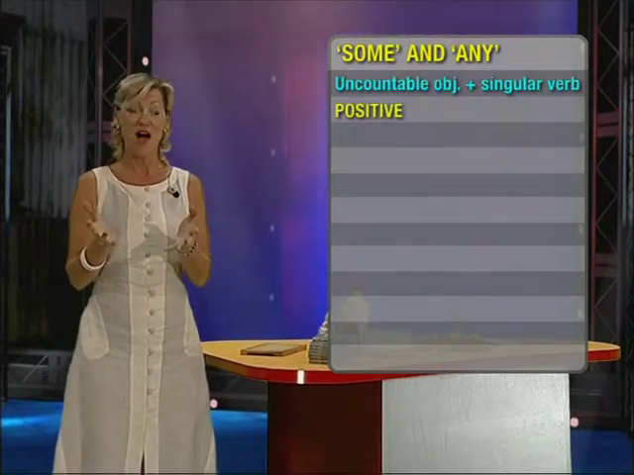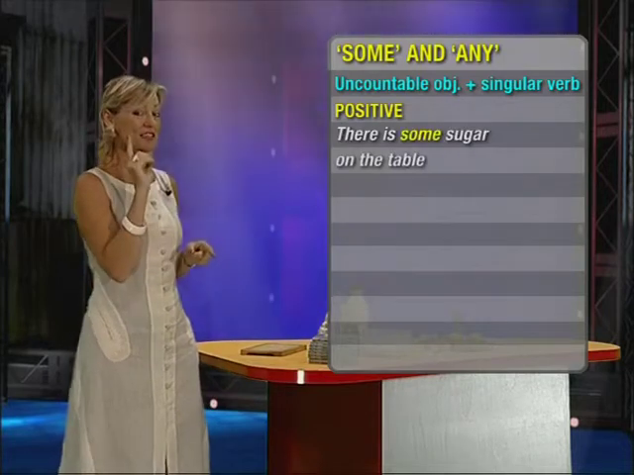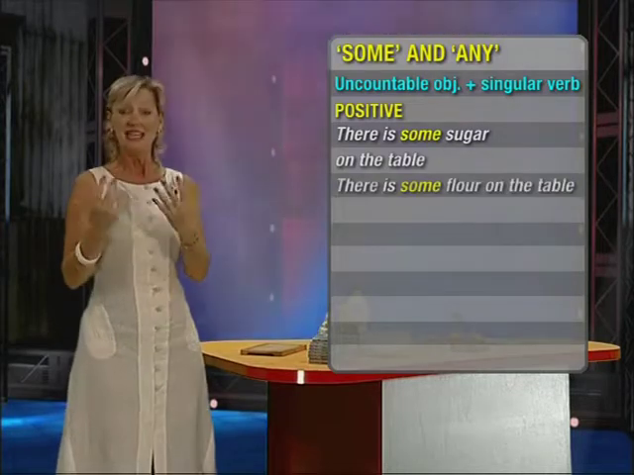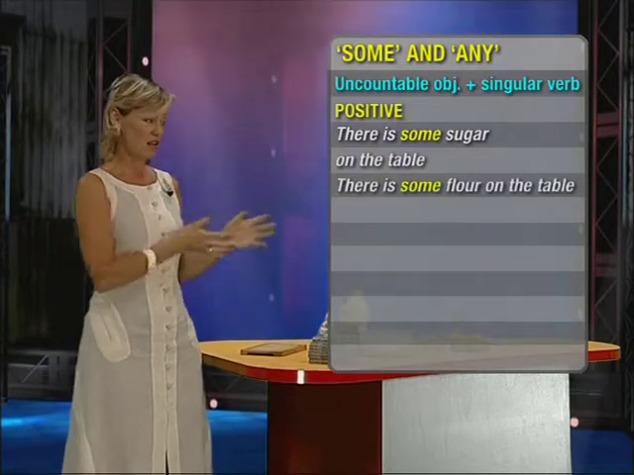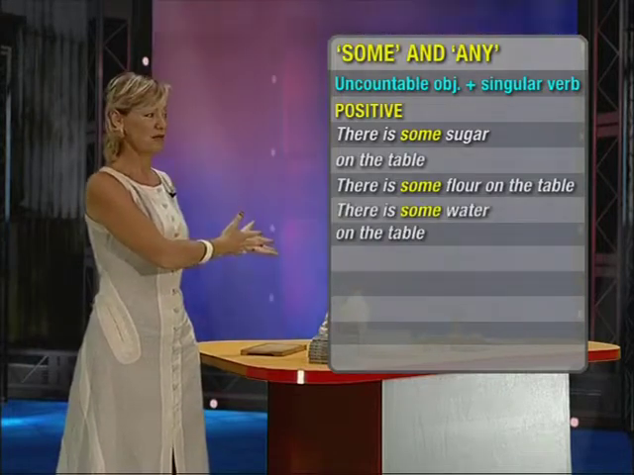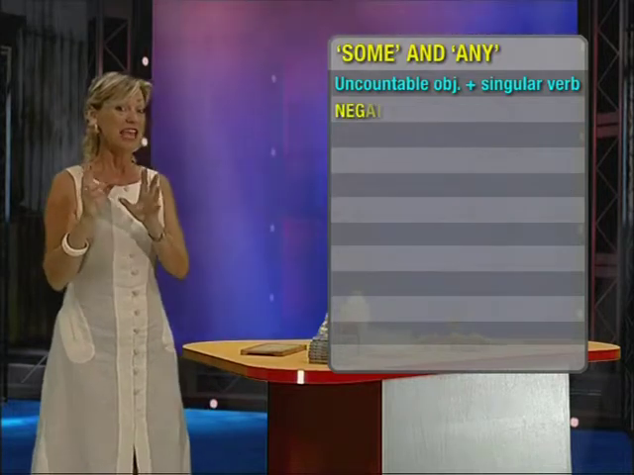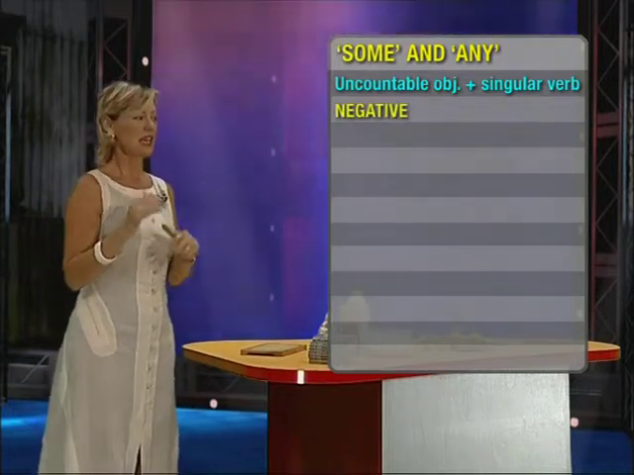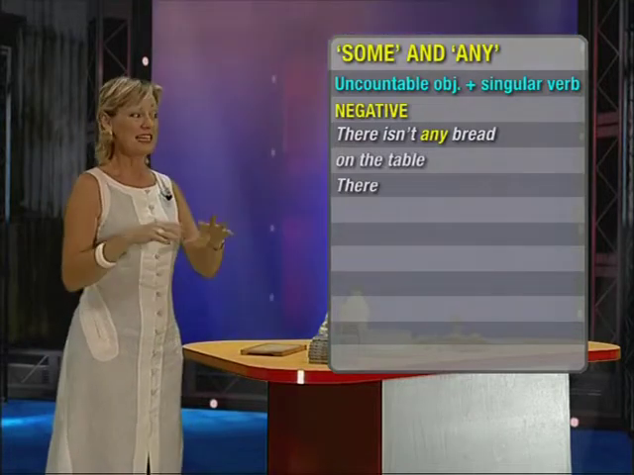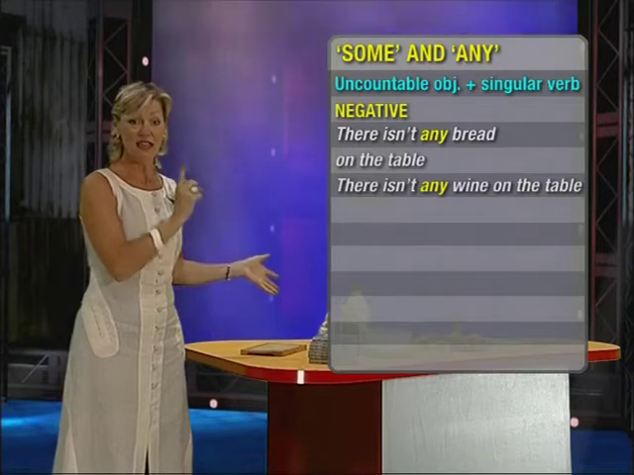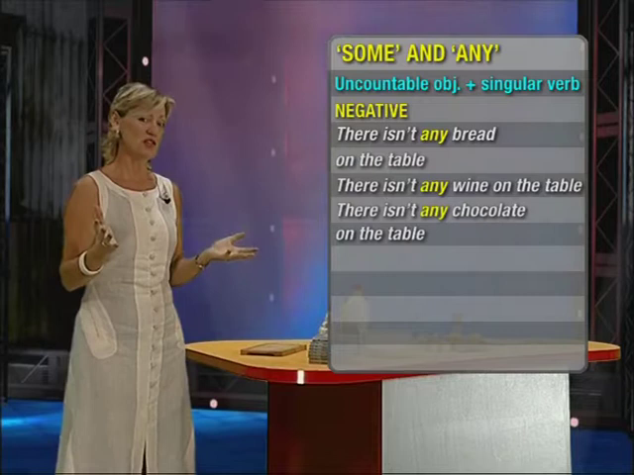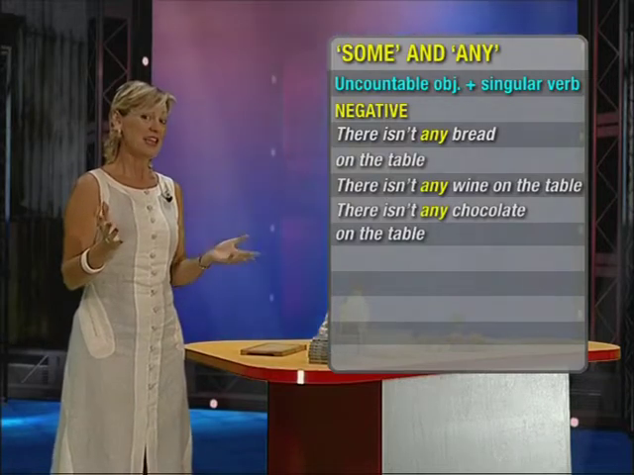Now, let's move on to uncountable objects, these ones here. The examples are, there is, singular verb, some sugar on the table. There is some flour on the table. There is some water on the table. Okay? Negative, again, we use any. We say there isn't any bread on the table. There isn't any wine, a liquid, on the table. There isn't any chocolate on the table, all right?